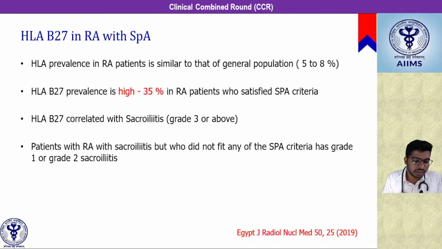So meaning that if HLA-B27 is positive, there is a higher chance that rheumatoid arthritis patients may evolve or develop spondyloarthritis features later, especially sacroiliitis.